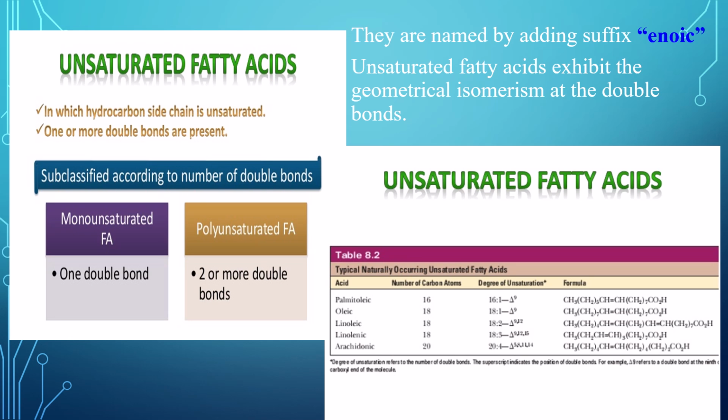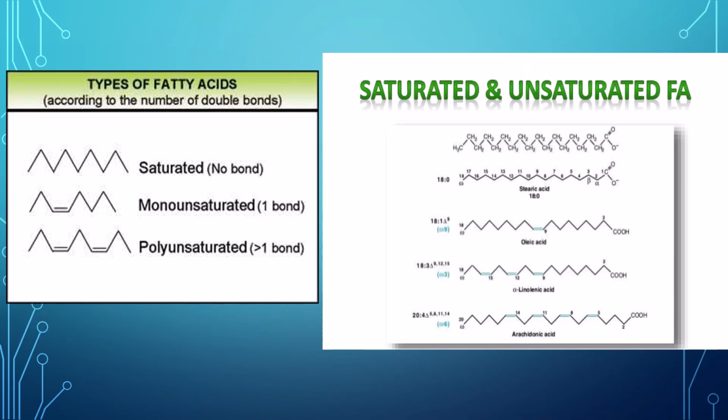Very, very important biologically and nutritionally as well. They have versatile roles to perform in the body. We'll see in the subsequent slides. Unsaturated fatty acids are named by adding the suffix enoic to the parent hydrocarbon chain name. Then unsaturated fatty acids exhibit geometrical isomerism at the double bonds. So these are all saturated and unsaturated fatty acids.